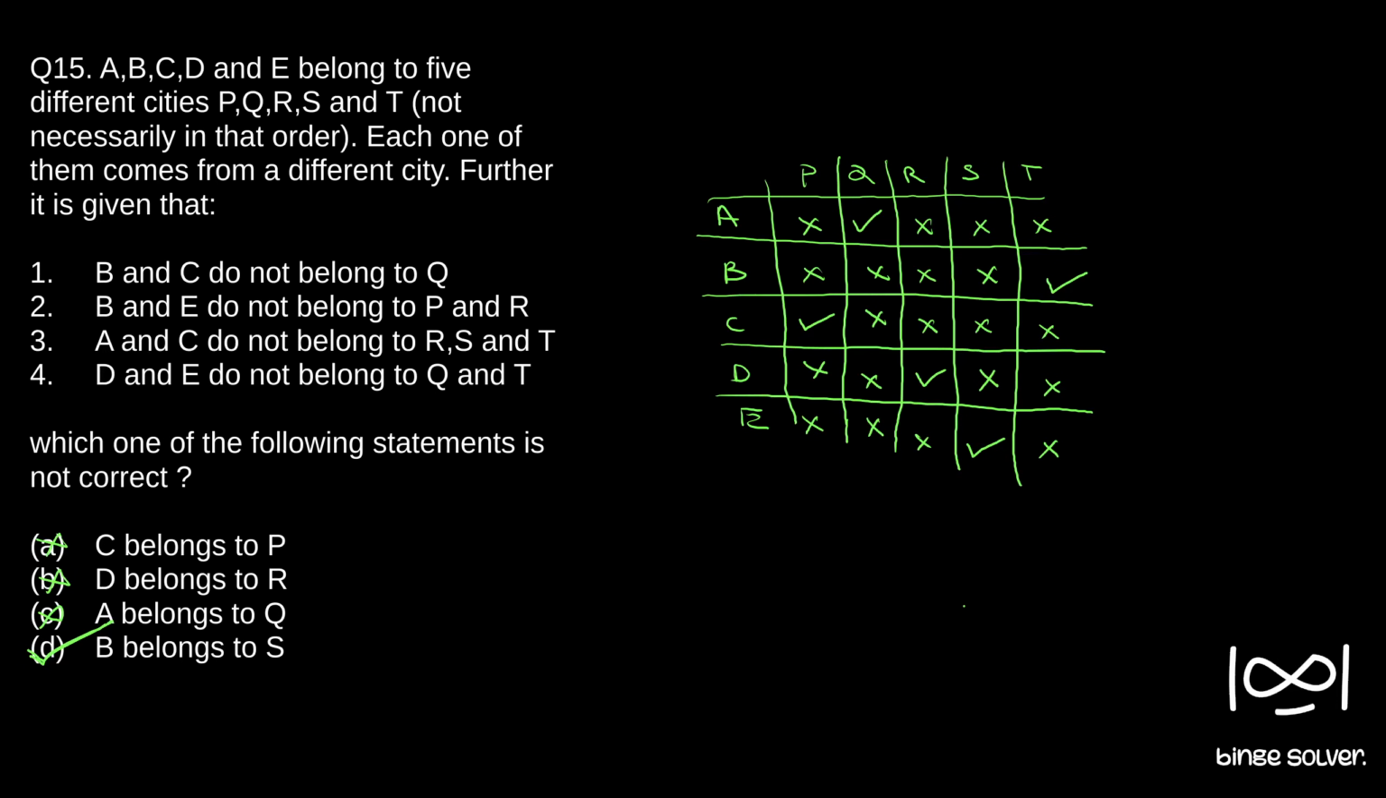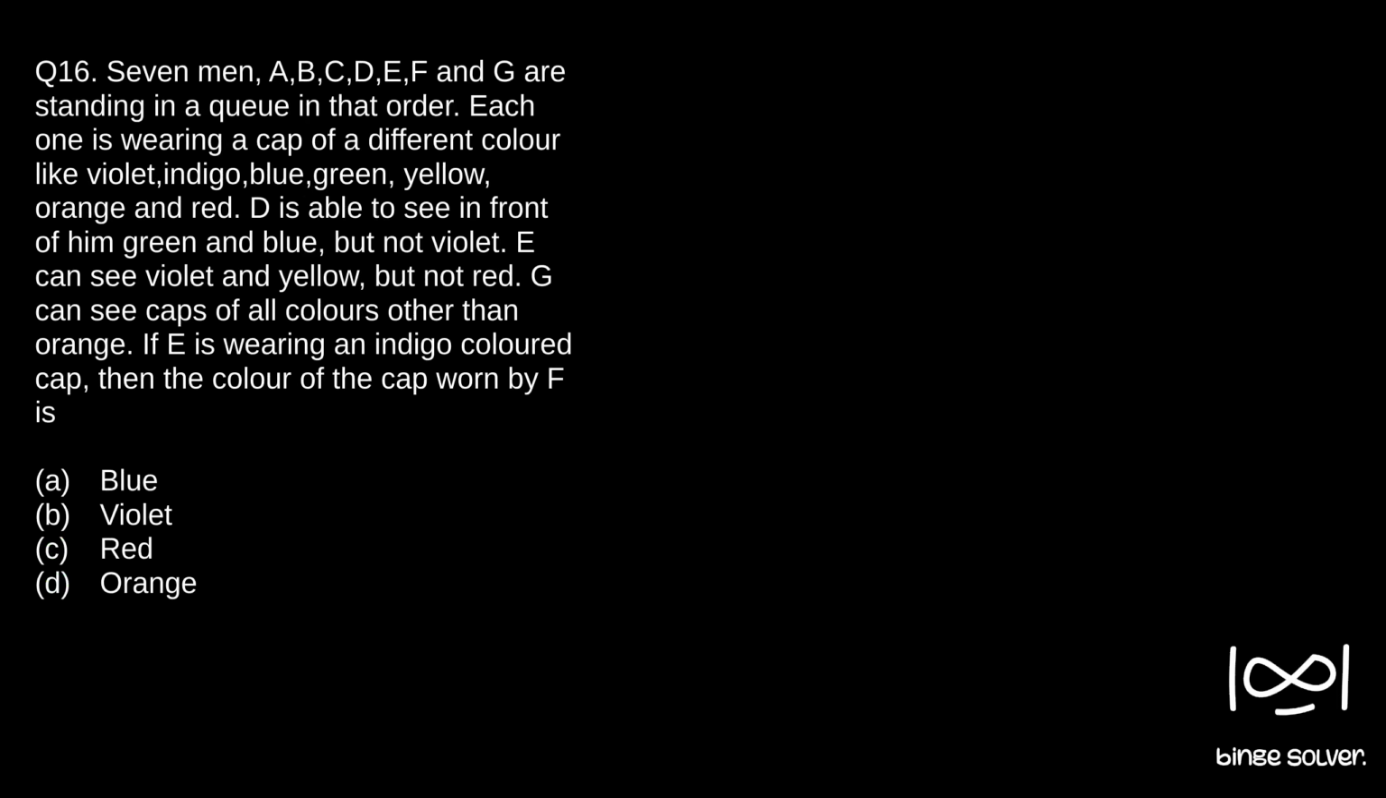Moving on to question number 16. Seven men A, B, C, D, E, F, and G are standing in a queue in that order. Each one is wearing a cap of a different color: violet, indigo, blue, green, yellow, orange, and red. Some information is given, and at the end, if E is wearing an indigo colored cap, then the color of the cap worn by F is? So we have to find the color of the cap of each person.